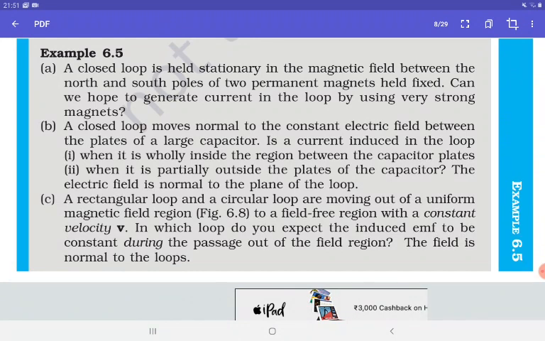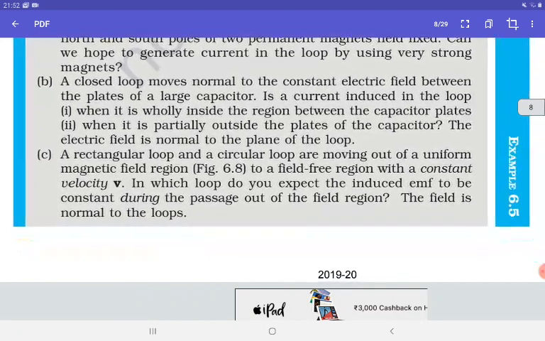A closed loop is held stationary in the magnetic field between the north and south poles of permanent magnets. Held fixed, can we hope to generate current in the loop by using very strong magnets? A closed loop moves normal to the constant electric field between the plates of a large capacitor. Is a current induced in the loop when it is wholly inside the region between the capacitor plates, when it is partially outside the plates of the capacitor, and the electric field is normal to the plane of the loop?